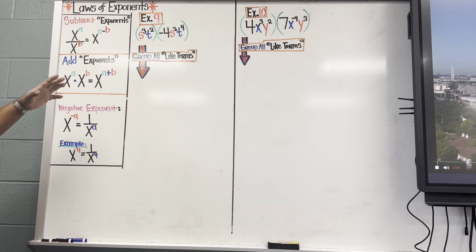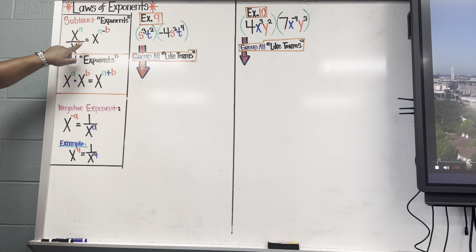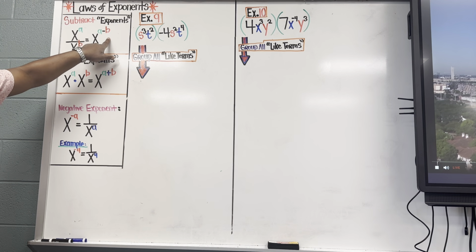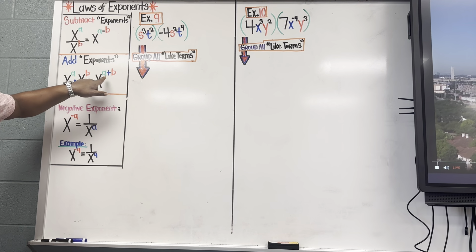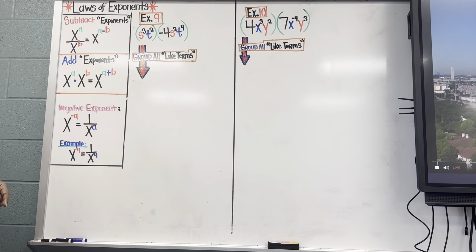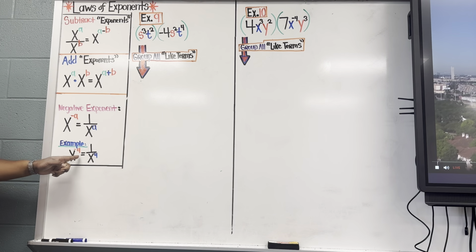And remember these laws. Whenever we are dividing two values that have exponents, we have to subtract the exponents. When we're multiplying two values with exponents, we have to add the exponents. And remember, a value with a negative exponent, we put 1 over that value and the exponent becomes positive. So for example, x to the negative 4th power actually equals 1 over x to the positive 4th power.